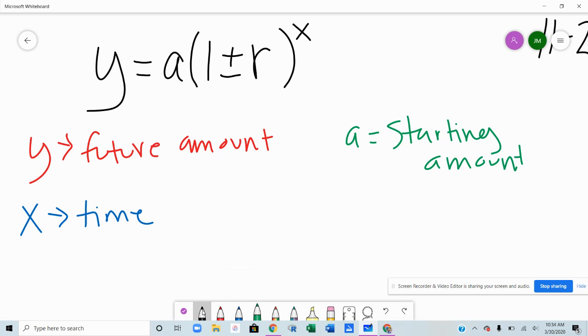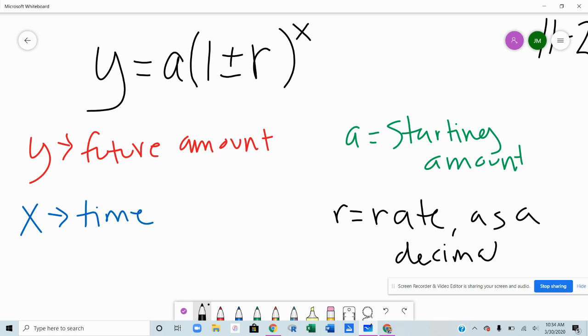And R, well, we use the letter R for a certain reason. That is your rate as a decimal. So when I say that we have 20 people and it increases by 37%, 37% is your rate, which you first need to convert to a decimal to plug in for R. And we'll see examples of that together, so don't worry.